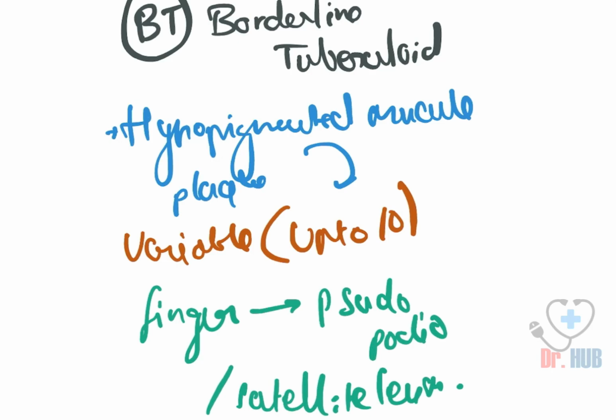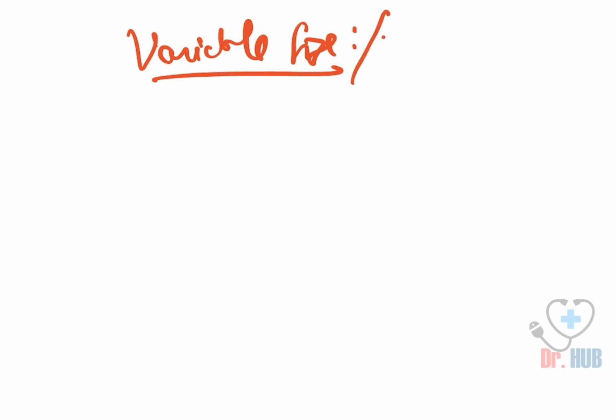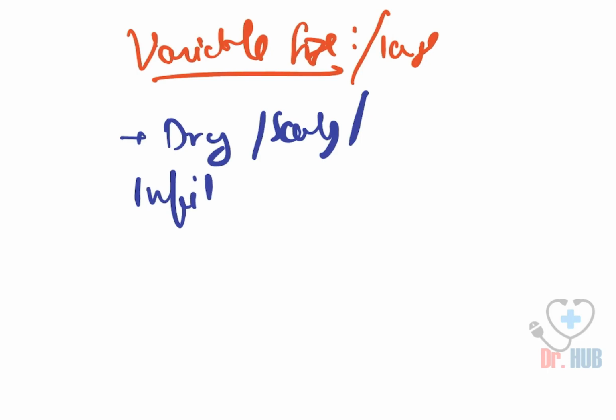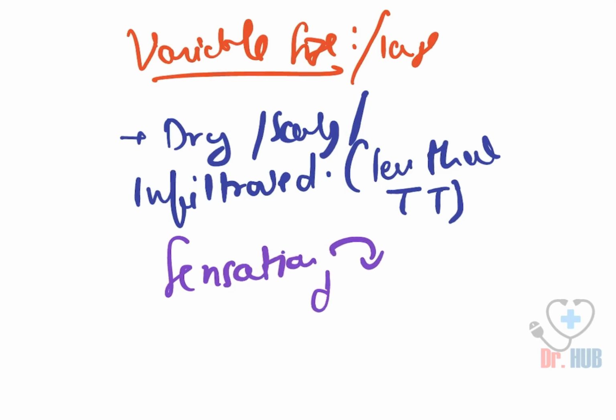Then we move on to the size of lesions. It is again variable in size, and some lesions are large. Next we look at the surface. It is dry, scaly and infiltrated, very similar to that of tuberculoid leprosy, but less than the tuberculoid type. Then the sensations here are diminished.